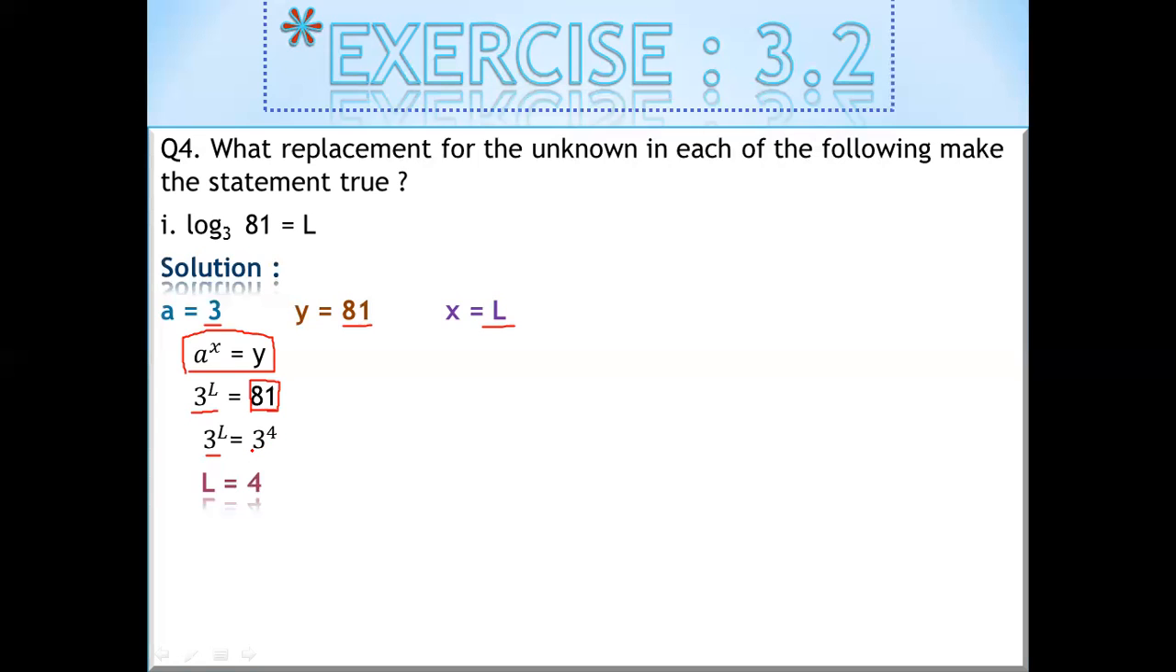and when you find it, you see 3 raised to the power 4 is equal to 81. Now the bases are the same, so we equate the powers, and the value of L becomes 4. L is equal to 4.